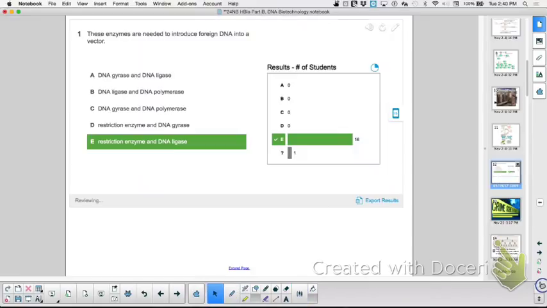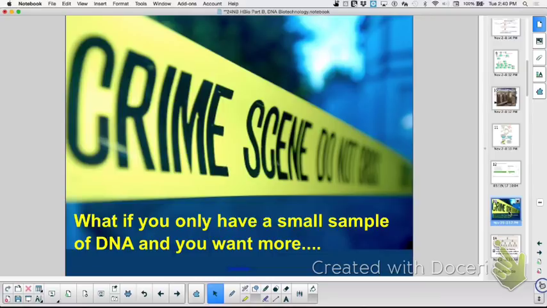Guys, totally. Okay, so the question was, these enzymes are needed to introduce foreign DNA into a vector, and all of you got it right. So we need to be able to cut with restriction enzymes, and then DNA ligase is going to seal it. All right, so next we said, okay, how can we take this information of how we can manipulate DNA and use it to our benefit?